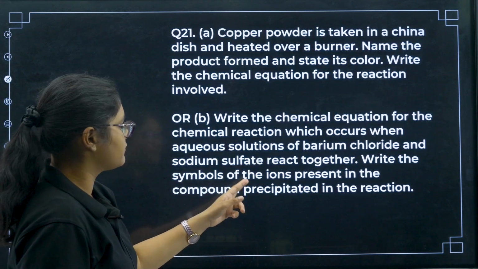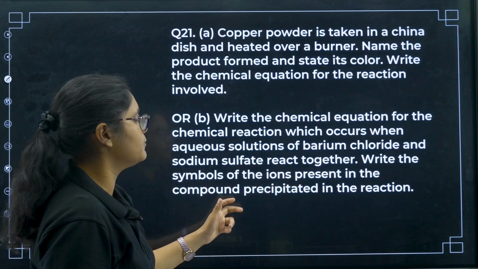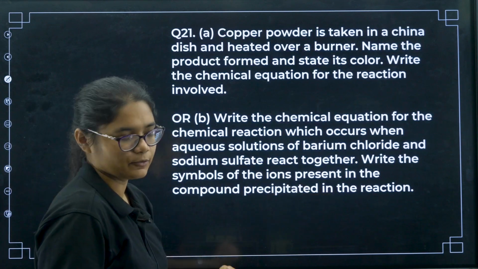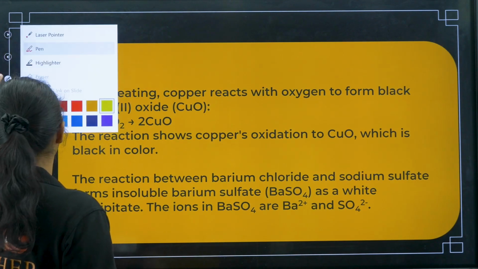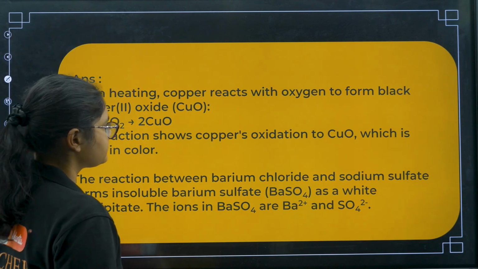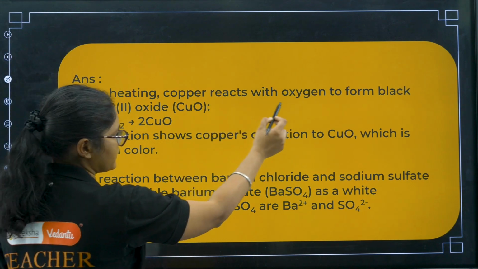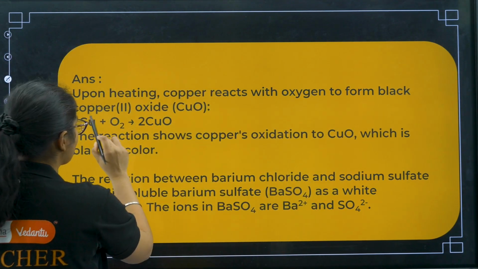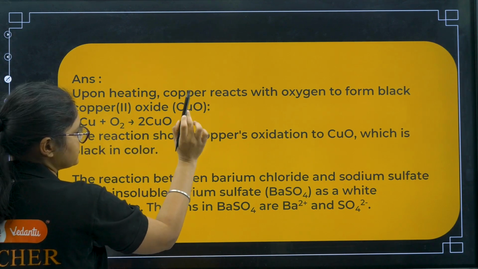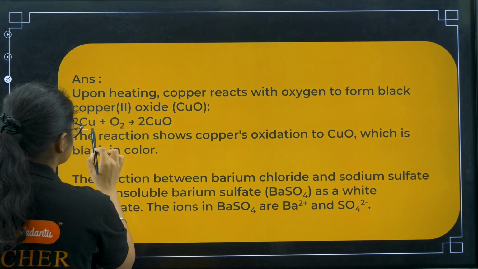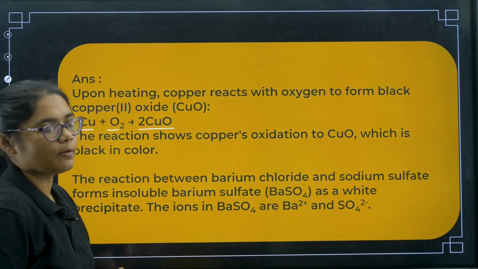Write the symbols of the ions present in the compound precipitated in the reaction. Okay, this carries 1 mark, this carries 1 mark. So very easy. When you heat copper, copper oxide is formed. Upon heating, copper reacts with oxygen to form black copper oxide. If you mention this color and the product, that carries 1 mark. And what is the reaction? Copper plus oxygen gives you copper oxide.